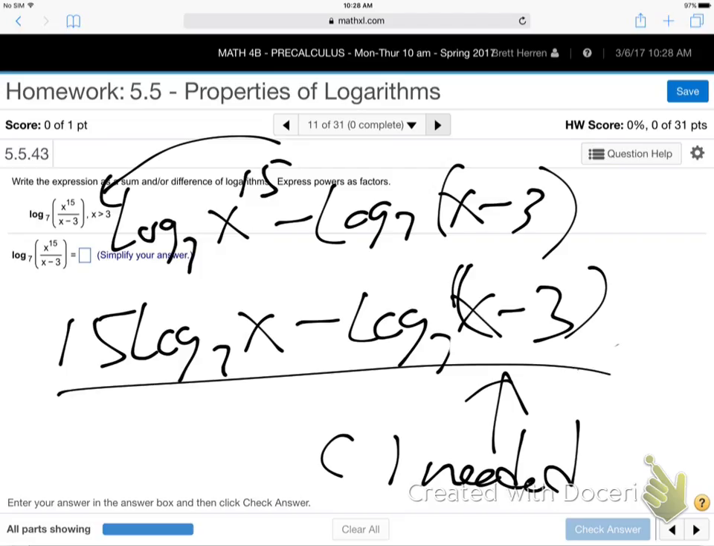So Math Excel will mark that wrong, and they should. On the test, I'm not picky with that kind of thing, but Math Excel will be. Is that good? Does that make sense? Questions on that? Okay. I think a little easier than some of those earlier ones.